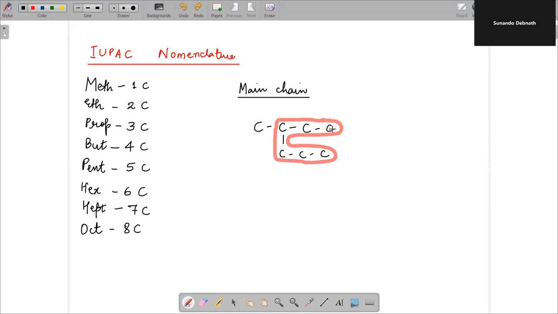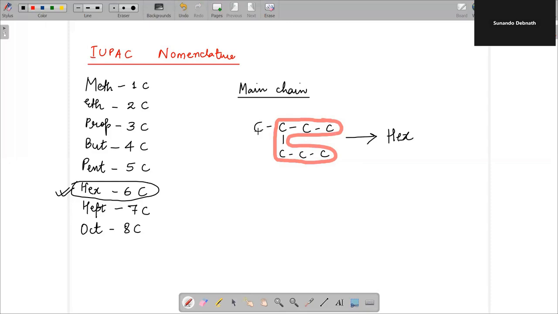So I hope you have understood which is the main chain and how do we identify the main chain: the longest carbon chain. Now here, the base word for this particular organic compound would be hex. Why? Because there are 6 carbon atoms in the main chain. And when you have 6 carbon atoms in the main chain, the base word that would form the name of this organic compound would be hex.